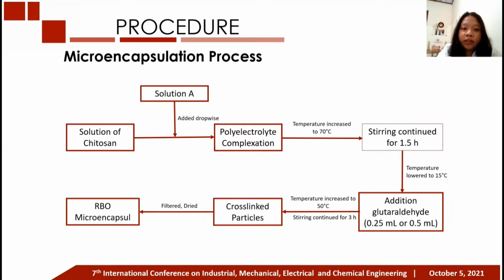After 3 hours, the system temperature was raised to 50 degrees Celsius. And then, the solid is separated from the liquid by filtering. The solid is washed with water, then with hexane and 96% ethanol. The particles are dried for 12 hours at 50 degrees Celsius and form rice bran oil microcapsules.